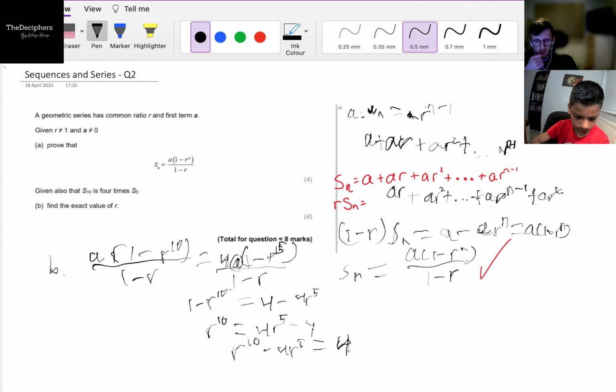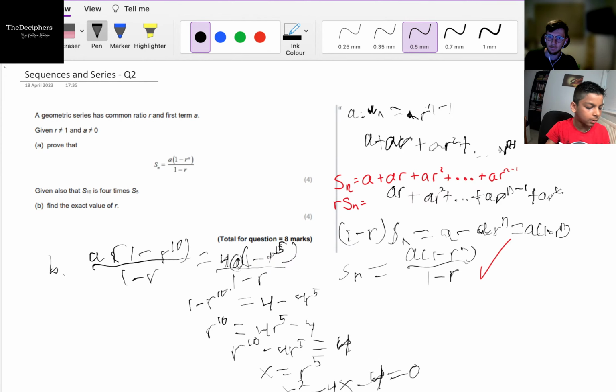Tricky equation to solve. Can you spot anything that might help? So we can do x is r to the power of 5 and then it turns into a quadratic. Because it is a disguised quadratic, yeah, well done. So x squared minus 4x minus 4 equals 0.